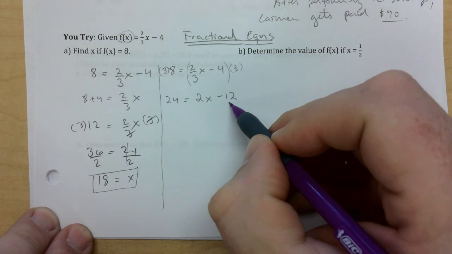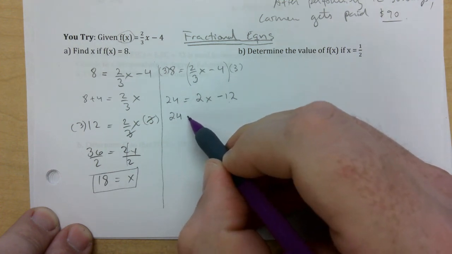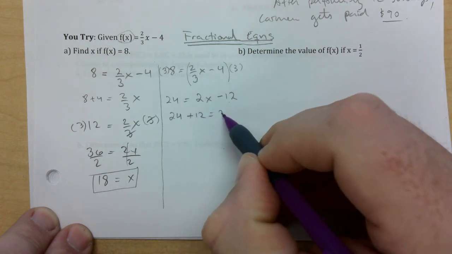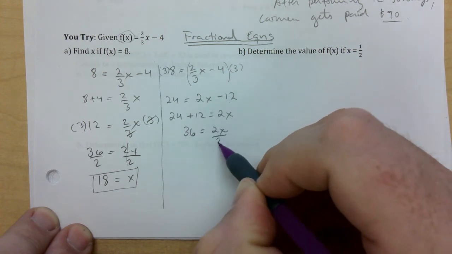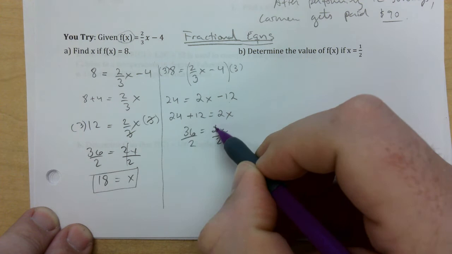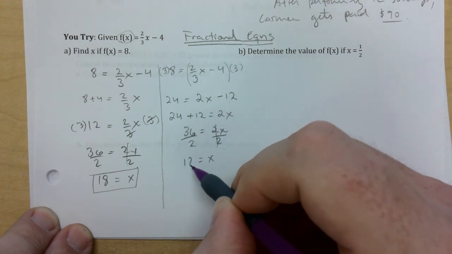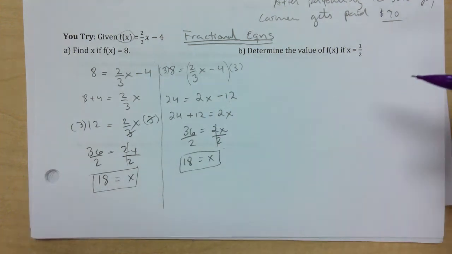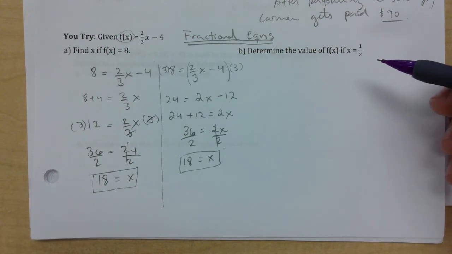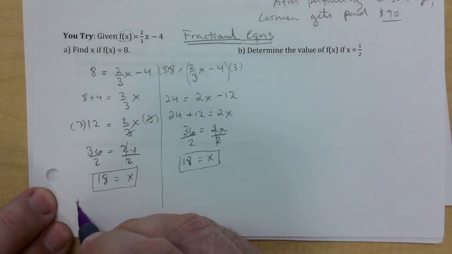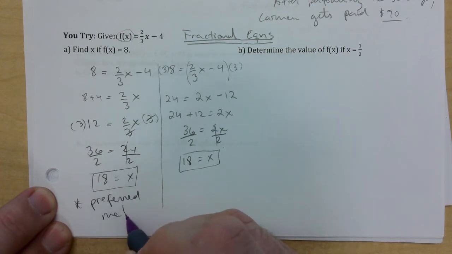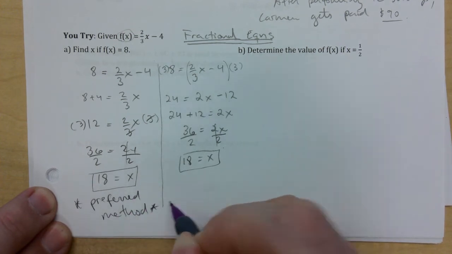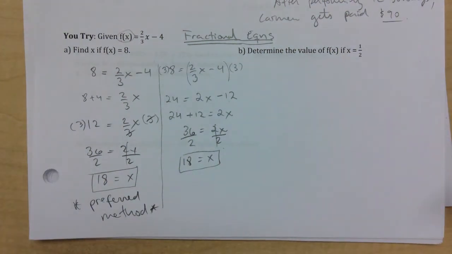Okay, so then you bring the 12 over, adding, is equal to 2x. So you see that you end up with the same as long as you're consistent. x is equal to 18. So same thing, you just got to be very careful. I would prefer my preferred method, and it will, over the long run, save you a lot of grief, okay?